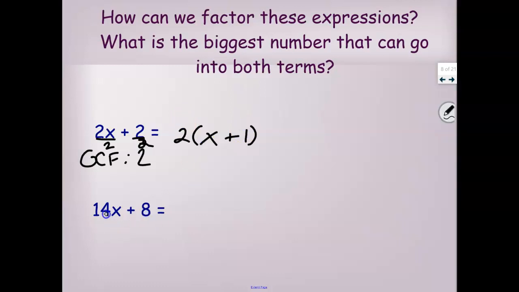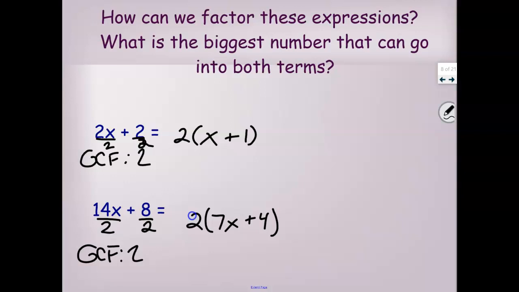Here's another example, 14x and 8. So I can start with the 8, but I know that I can't divide 14 by 8 evenly. So I think what else goes into 8? 4, well, that's not going to work either. So in this case, 2 would be the greatest common factor. So I'm going to write GCF is 2. So then I can divide each of these by 2, since that's the opposite of multiplying. And 14x divided by 2 is 7x. And then 8 divided by 2 would be 4. And then I'm going to slap parentheses on that and times it by 2.